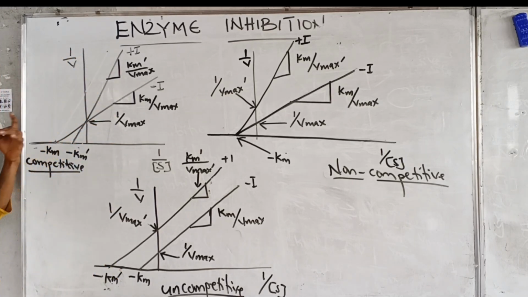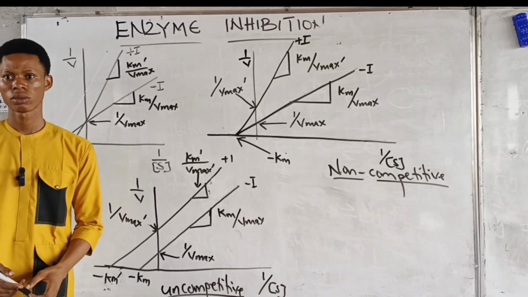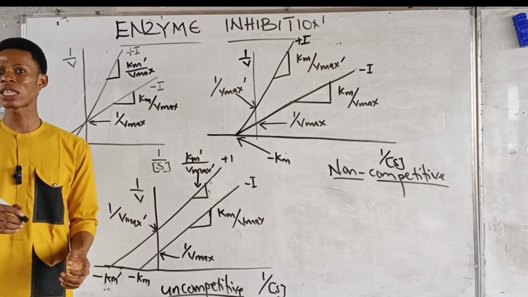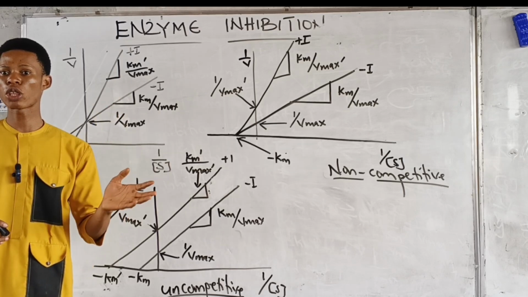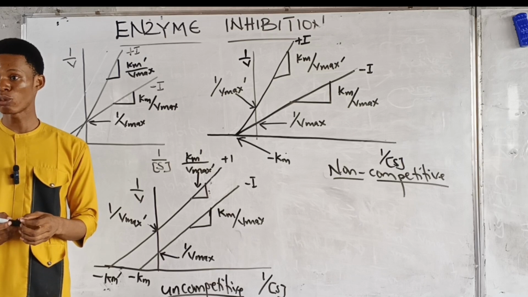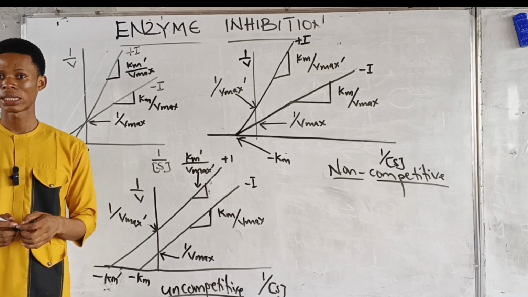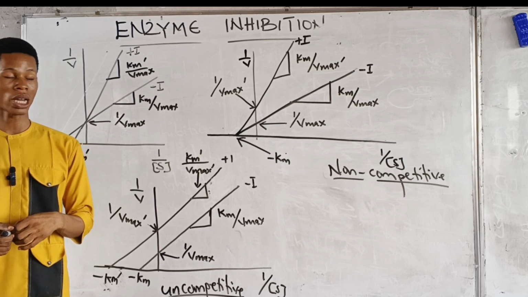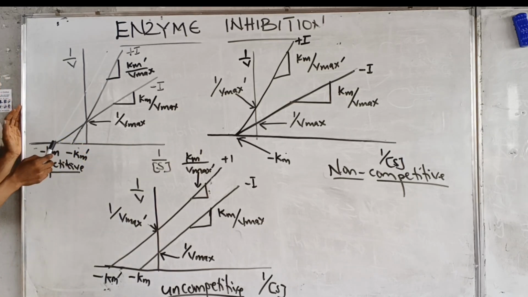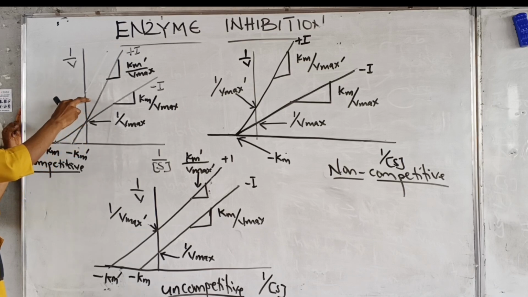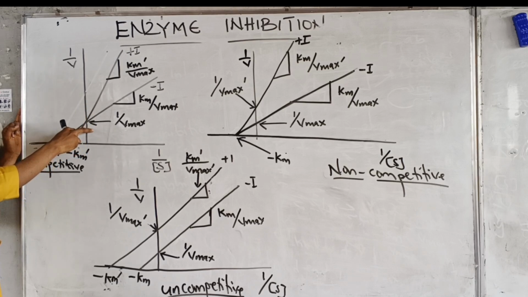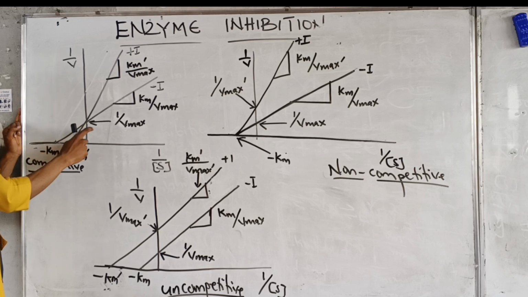Now let me explain this issue. You agree with me that in competitive inhibition, the inhibitor and the substrate have the same shape, right? And so both of them can bind at the active site. If you look at this, we have just one velocity here, 1 over Vmax. We are not having a Vmax for when inhibitor is present and when it is absent. We have it for only one of them.